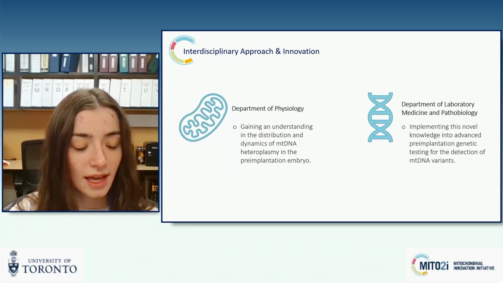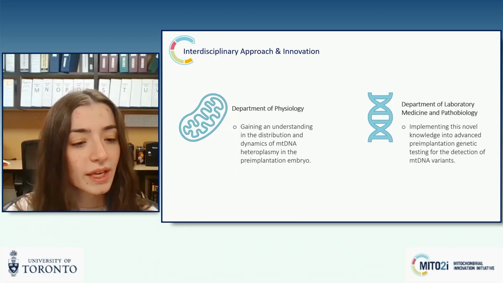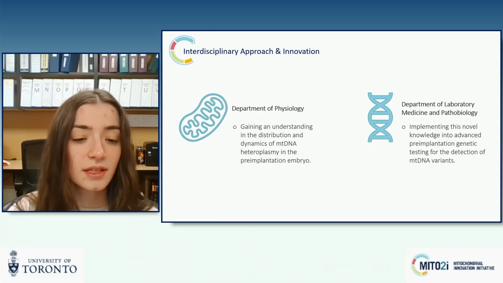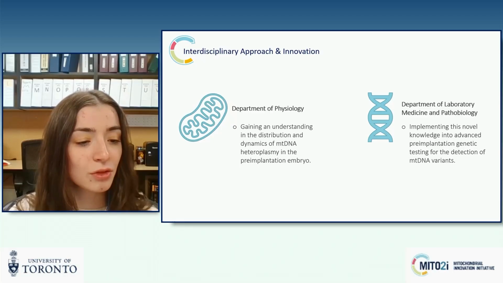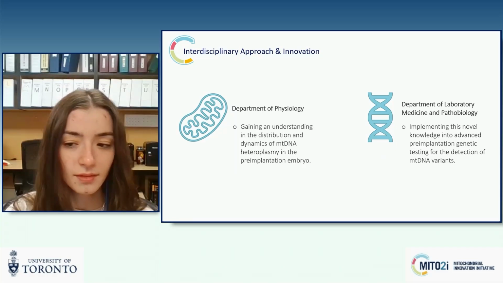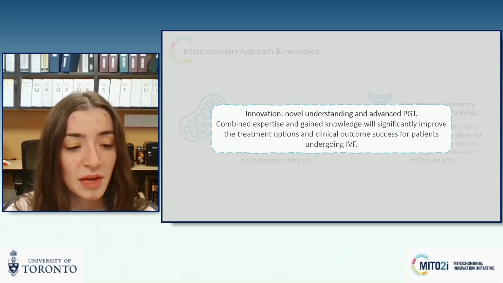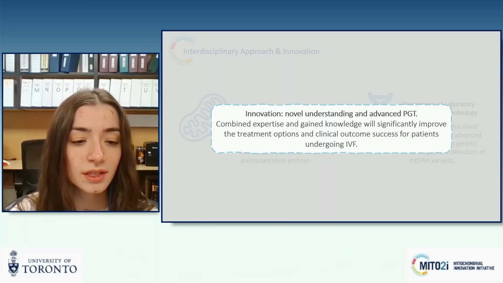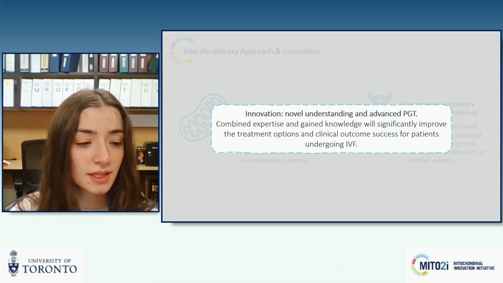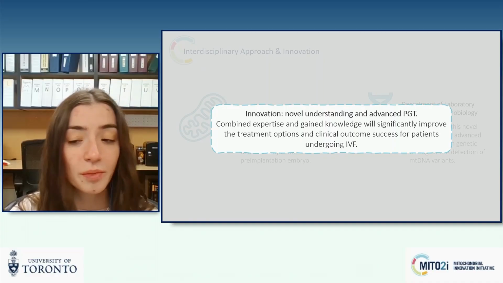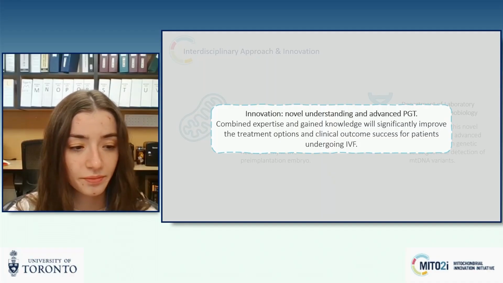And once we understand the mechanisms behind this, we can then use this novel knowledge and implement the expertise of the Laboratory Medicine and Pathobiology Department to create an advanced PGT test. Combining this knowledge and expertise will have a significant impact in implementing mitochondrial DNA variant screening to improve the selection of developmentally more competent euploid embryos and significantly improve clinical outcome success for patients undergoing IVF treatment.